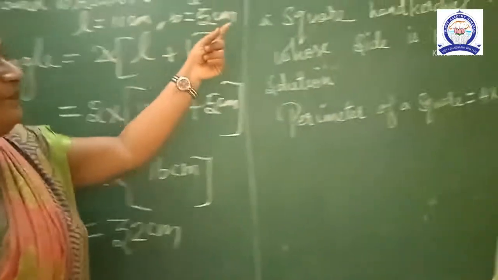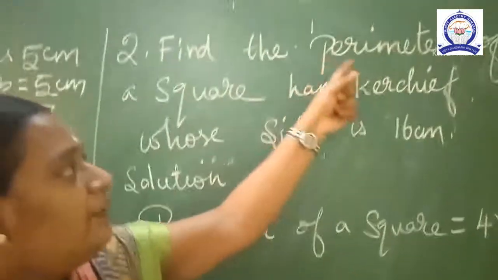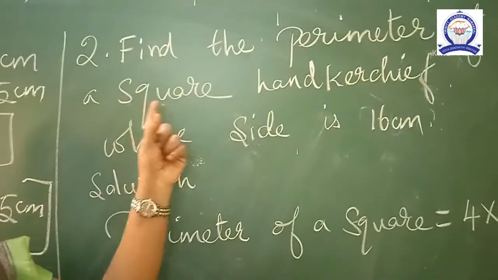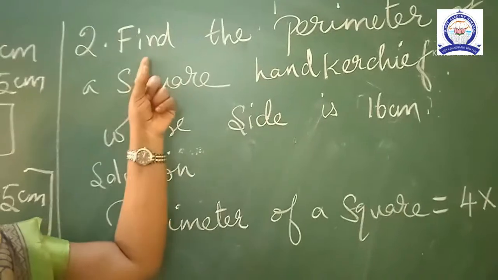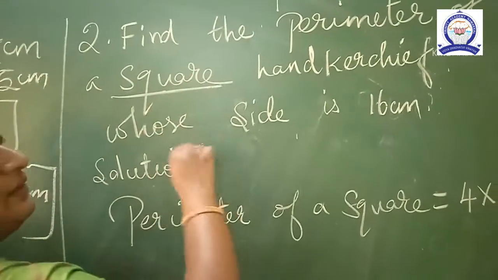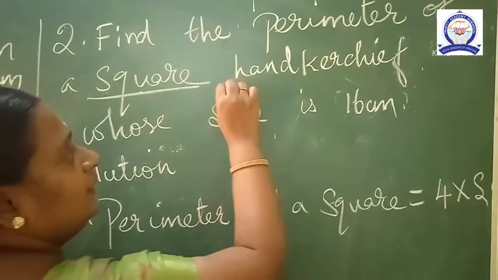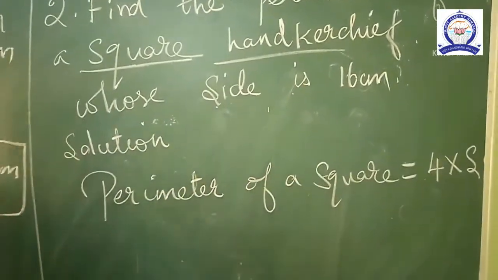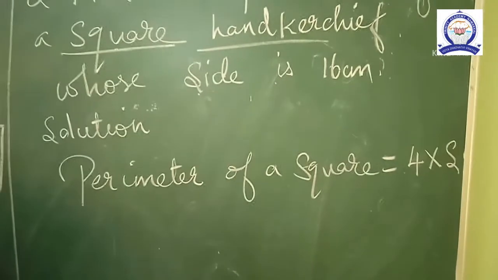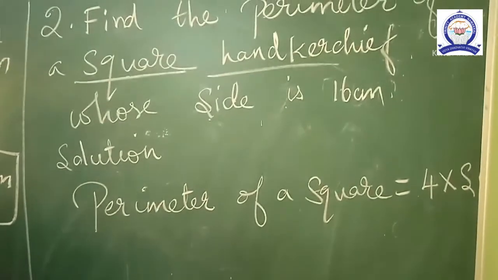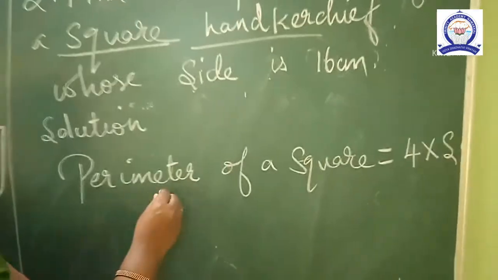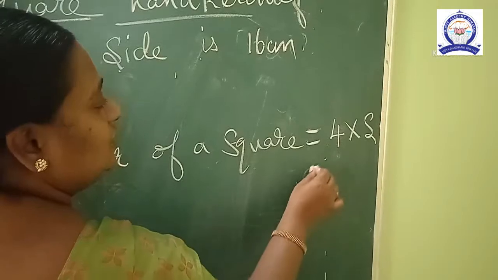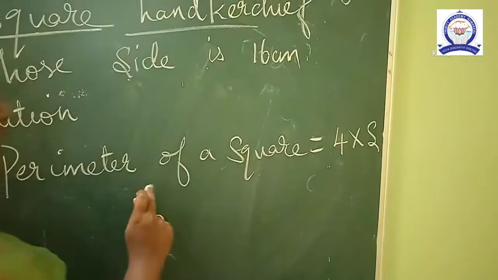Next, see the second sum. Find the perimeter of a square handkerchief whose side is 16 centimeter. We have to find the perimeter of a square. You all know that in a square all sides are equal. So what is the perimeter formula? Perimeter of a square is 4 into side.